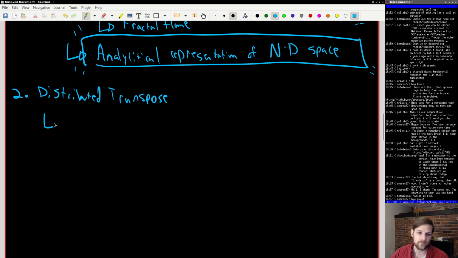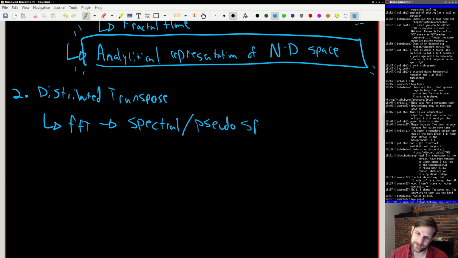This is particularly useful for basically anything that uses an FFT, which means basically the entire class of spectral and pseudospectral methods. Pseudo starts with a P. So basically anything that uses an FFT could use this very well. Another ideal method here is basically anything that has to move data around quickly. So this is really useful for high performance computing and things in this area.